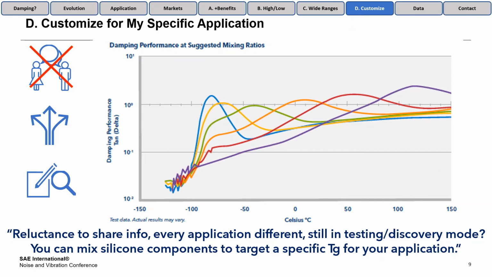So you can see here on this chart, just by formulating differently with a kit, you can go to something with a specific Tg of less than -50C all the way up to over 150C, and dial that in as your application needs adjust.